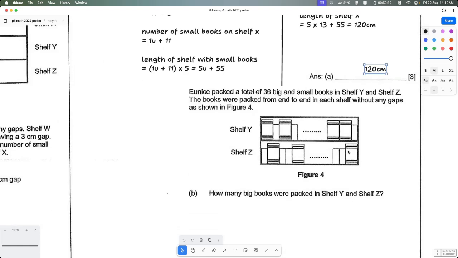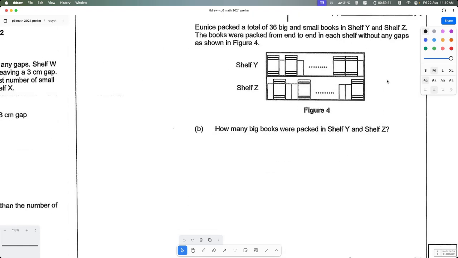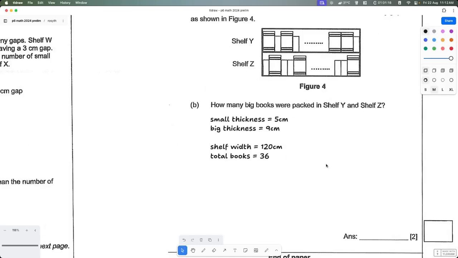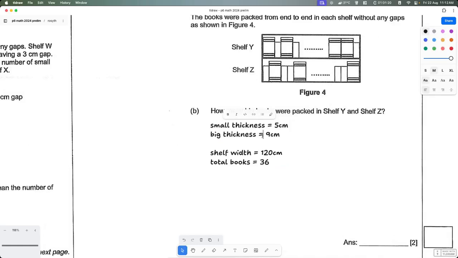Okay, let's move on to part B. So Eunice packed a total of 36 big and small books in shelf Y and shelf Z. The books were packed from end to end in each shelf without any gaps as shown in figure 4. How many big books were packed in shelf Y and shelf Z? So we know the small thickness is 5 centimeters, the big thickness is 9, the shelf width is 120, and the total books is 36.